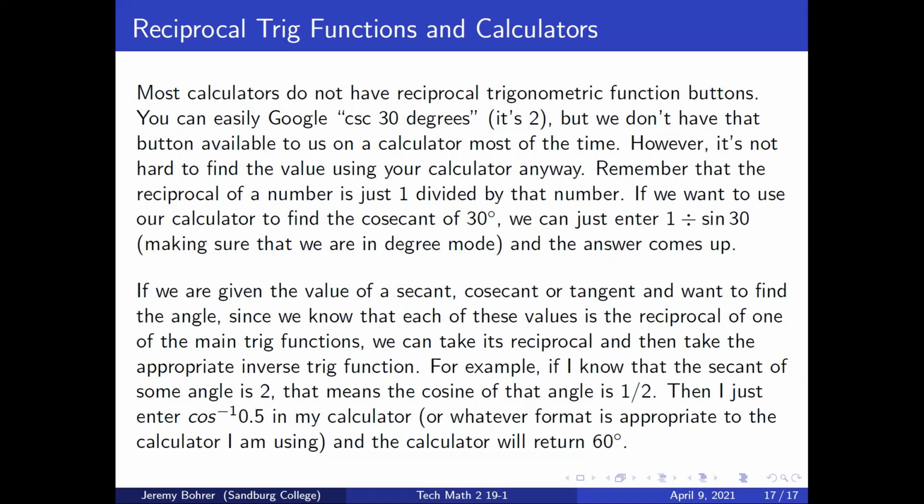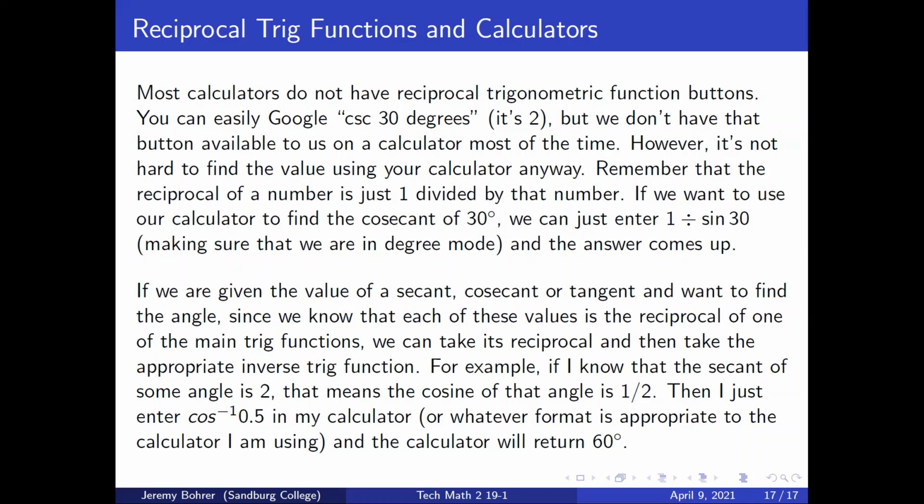Most calculators do not have reciprocal trigonometric function buttons. You can easily Google cosecant of 30 degrees, it's 2, but we don't have that button available to us on a calculator most of the time. However, it's not hard to find the value using your calculator anyway. Remember that the reciprocal of a number is just 1 divided by that number. If we want to use our calculator to find the cosecant of 30, we can just enter 1 divided by sine of 30, making sure that we're in degree mode, and this answer comes up.